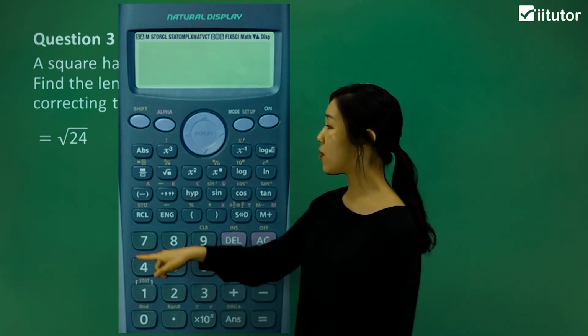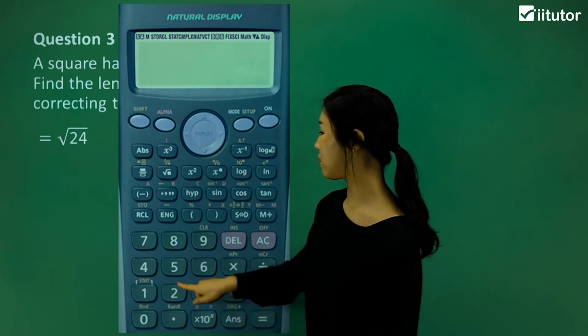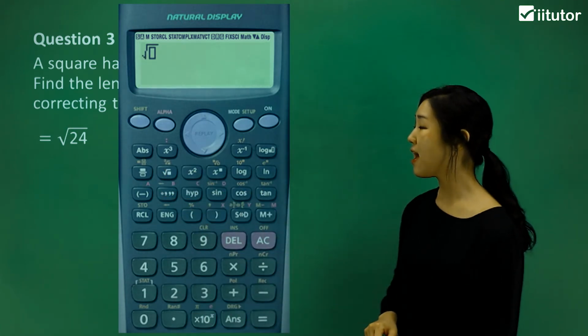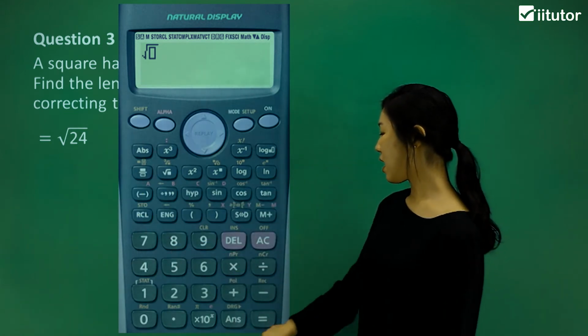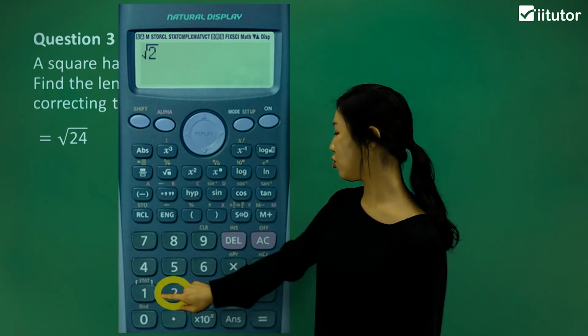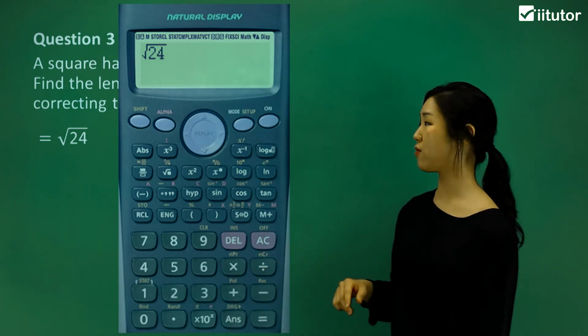So first of all, we need to root it, don't we? So the first thing we do is use our root button. So let's press the root button. And then we're going to type in our 24. So let's start with pressing our 2. Let's press 4. And then we've got it in. Yeah, so 24 is done.